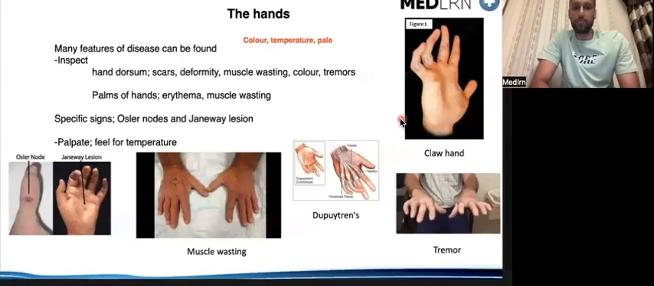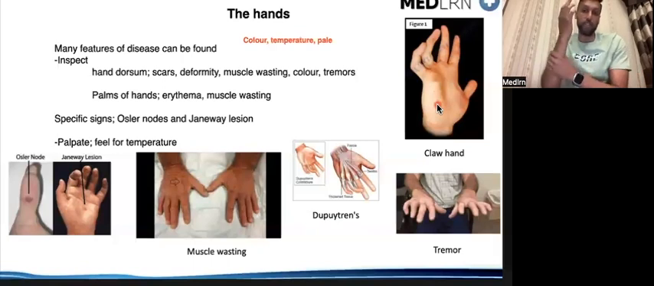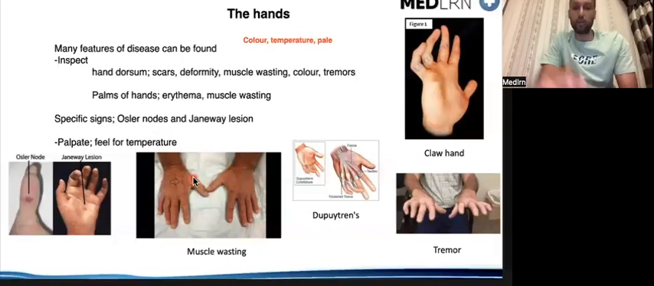And I've included these pictures here to show you different kinds of things. This is like a claw hand, where you can see their hand is like a claw. That's because they have a deformity from the ulnar nerve. We've got muscle wasting, where you end up getting wasting of the muscles. People can also have things like arthritis. So that's all for now.